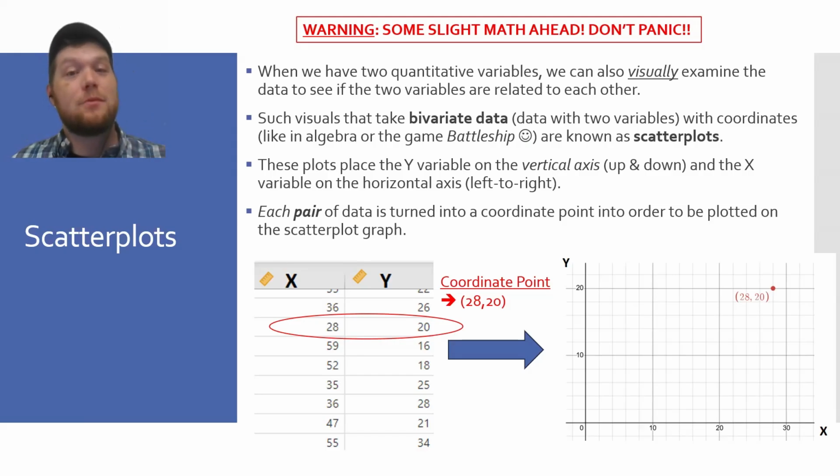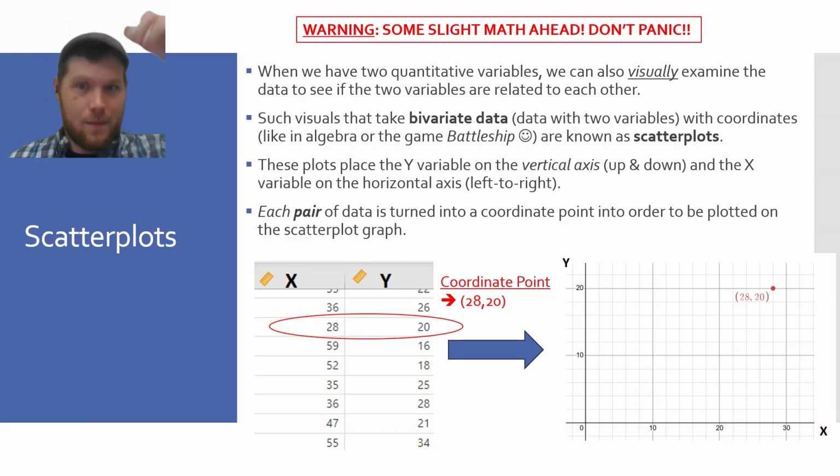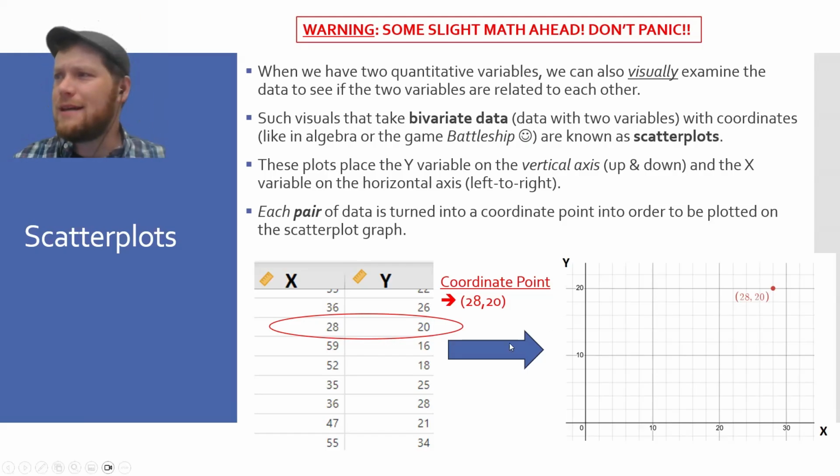These plots basically will place the y variable on the vertical axis, go up and down. And then you'll take the x variable and it'll go left to right. And we'll say, all right, we'll take these pairs of variables, and x is 28, y is 20. We'll treat this as what we call a coordinate point. We'll find 28 on the x, and we'll find 20 on the y, and that will be the coordinate point that we'll plot it as. And we have a coordinate point found right here. That's all you got to do.